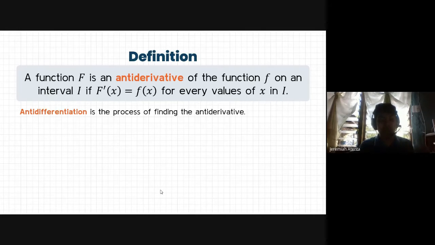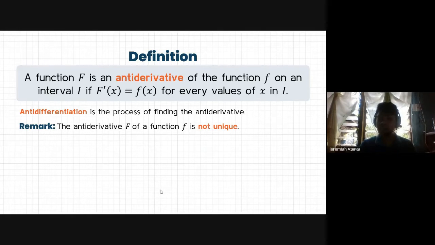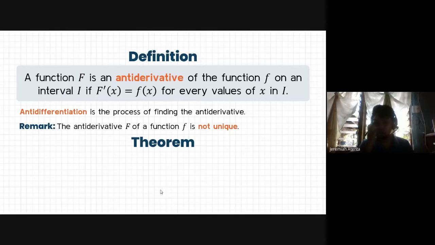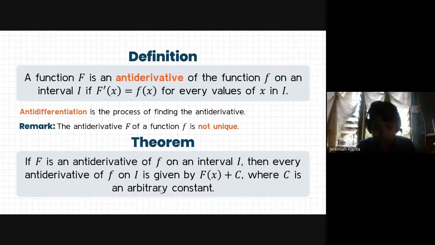And as you can see from our activity earlier, the antiderivative, the capital letter F of a function f, is not unique, right? They differ by the added constant. Okay? Later we will learn that if we have plus c, that is the general antiderivative, and if we have a certain or a particular value of c, that is the particular antiderivative. Okay? So from that remark, we now have this theorem.